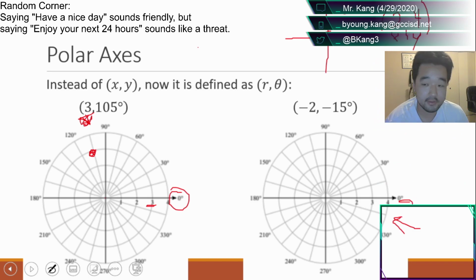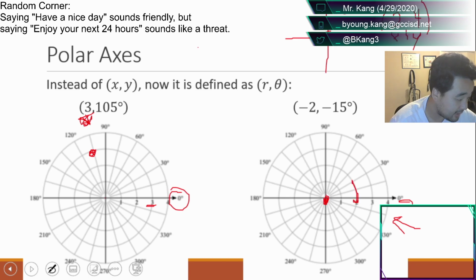So -15 is right there. And so if I'm standing in the origin and I'm facing towards that particular direction, I want to now go -2. So +2 would have been here. So -2 is going to be back here. So that's the answer.